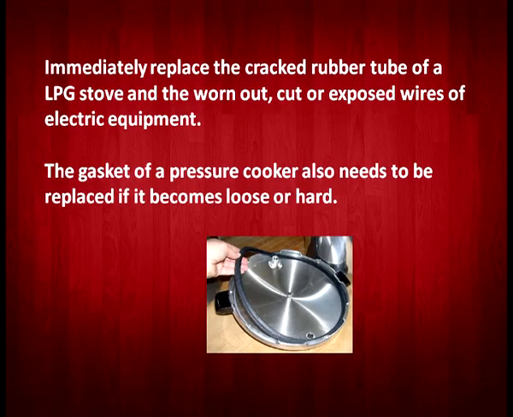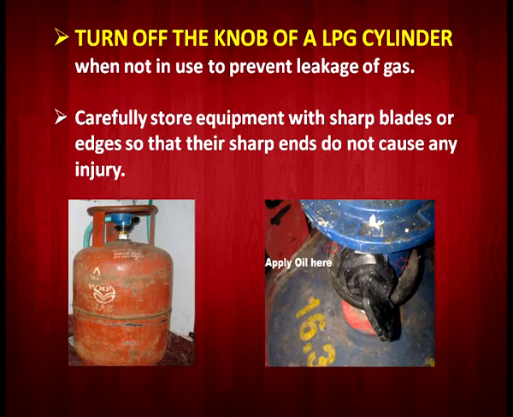Immediately replace the cracked rubber in the cooker. You can see the gasket, we call it, the exposed wire, buttons or tubes, anything which is either in the stove or in the electric equipment. Do not use it again and again without replacing it. Do not use any cut or exposed wire in the electric equipment. This is again a dangerous thing.